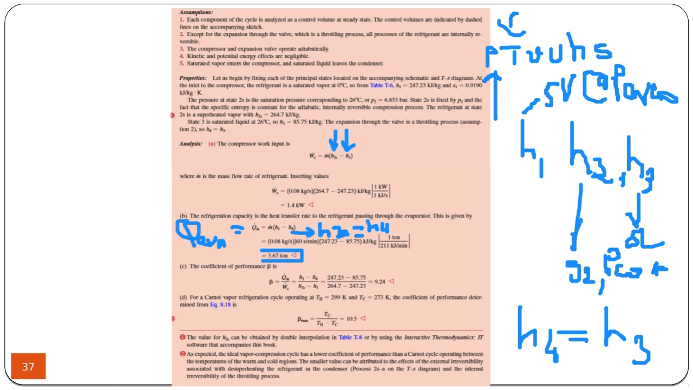Then the beta, the coefficient of performance, is found from Q in divided by W, and is found as 9.24. It means that we get 9.24 times cooling energy compared to 1 unit of compressor work.